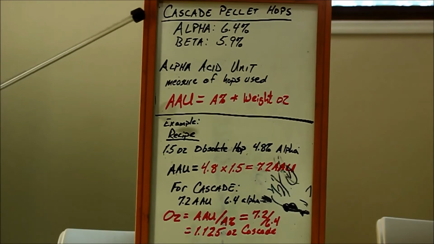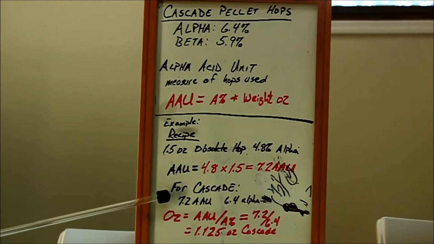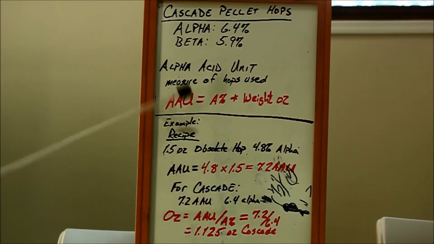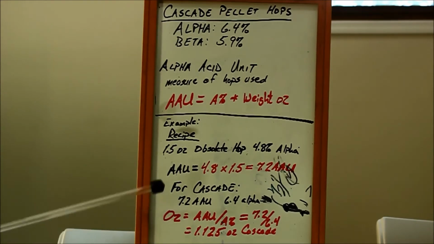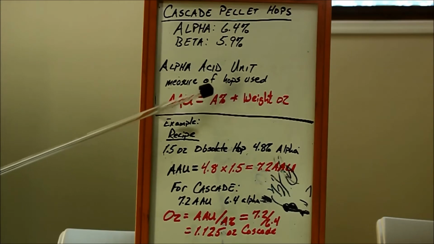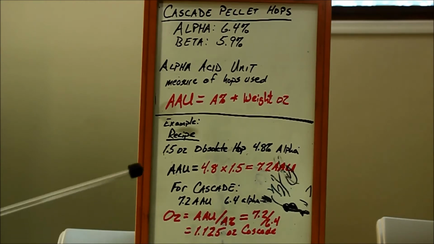So say we want to bitter with the Cascade that we have in the fridge. We have 7.2 alpha acid units, and we know that our Cascade is 6.4% alpha acids. Solving for the weight in the alpha acid unit formula, we take 7.2 alpha acid units, divide it by 6.4 percent, and that gives us 1.125, or 1 1/8 ounces of Cascade to get the same bittering quantity from the recipe that we had with the obsolete hop.